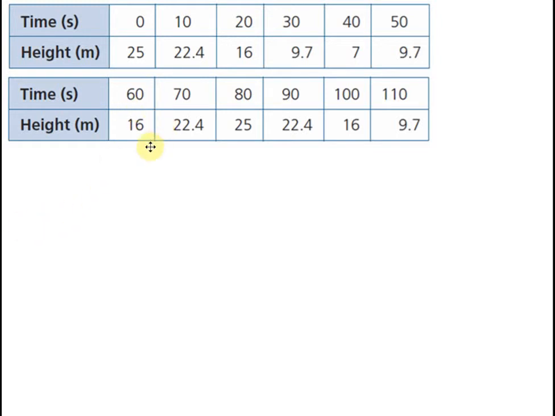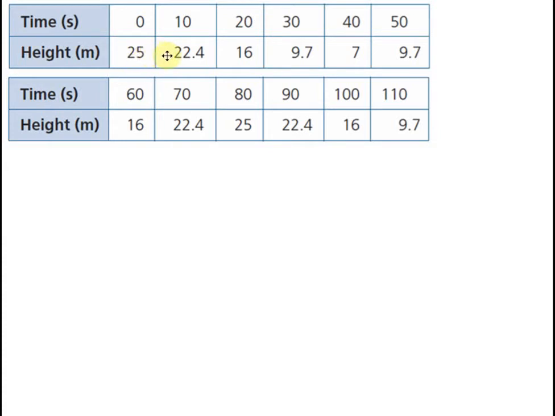One option you always have is to sketch it on a graph, but I want to see if I can figure out what's going on based on the table of values. So at time 0, at the start, I'm at 25 meters. Let's see what happens as time moves on.